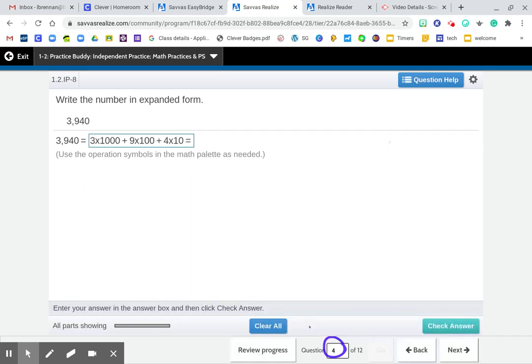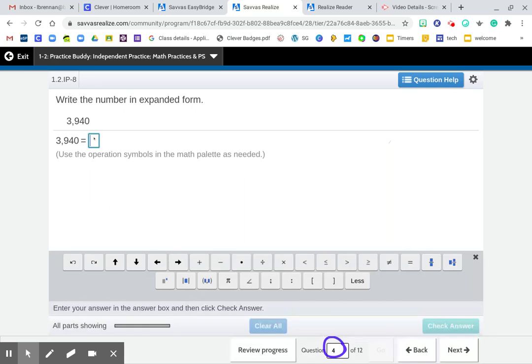And that's what I didn't do. So let me try that again. So I was using the X. So 3, where's the tool? There it is, times. So it was giving me a hint there that you did something wrong. I used the wrong X. 3 times 1,000 plus 9 times 100 plus 4 times 10. And don't forget your little equal thing.